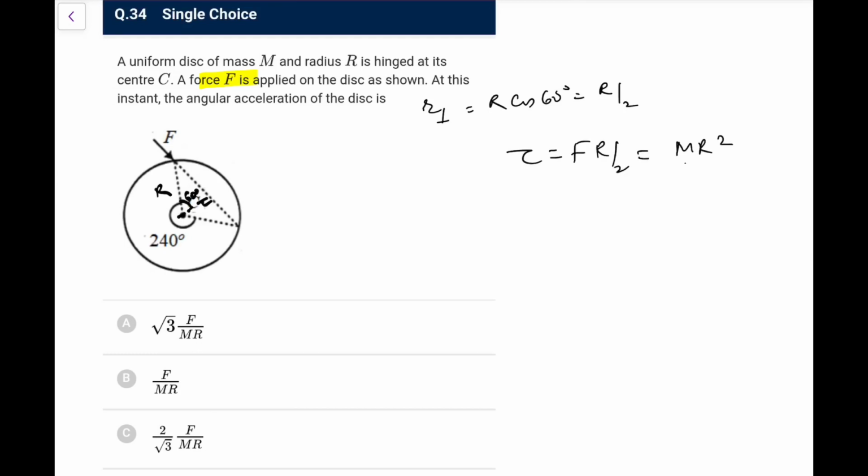For a disk, I is mr square by 2, into alpha. Alpha comes out as F upon mr. So go for option B here. B will be the right one here. Next one.